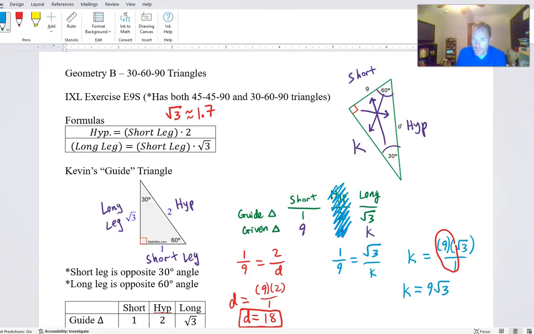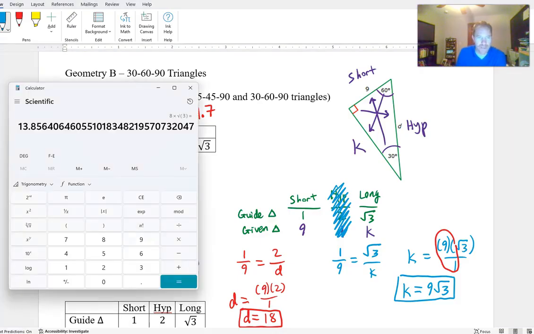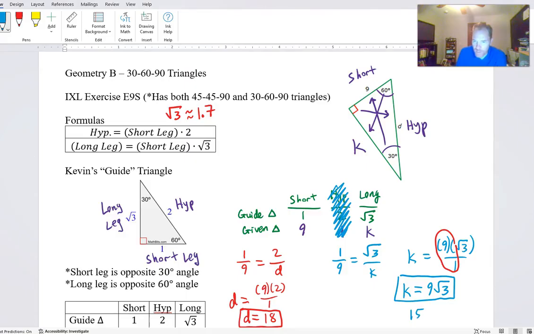Again, the only other thing I would do is check to make sure this is reasonable. We think K is the long leg, so it should be kind of in the middle. It should be bigger than the short leg, but smaller than the hypotenuse. So if we grab that calculator and say, all right, 9 times the square root of 3 is 15.588 something. And I go, yeah, the hypotenuse is 18, so we're smaller than the hypotenuse, but the short leg is 9, we're bigger than the short leg. So we have reasonable answers here.